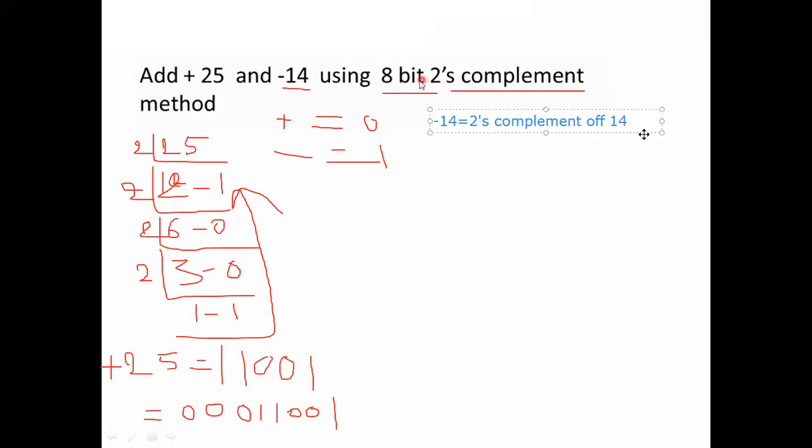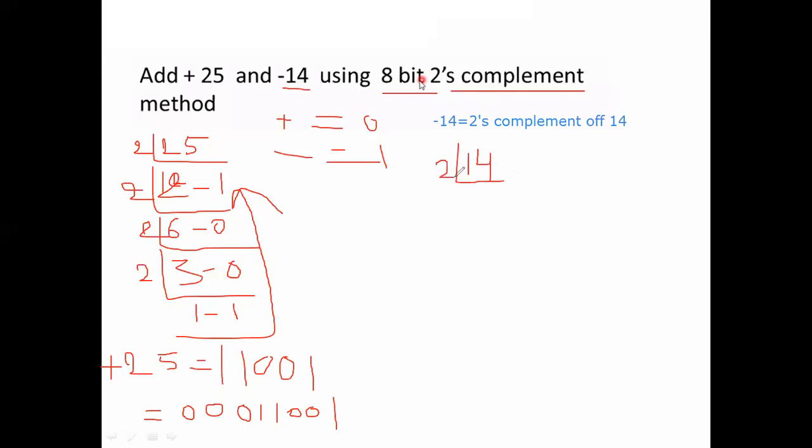Then how to take this 2's complement here? First, that 14 is converted into binary. Already in the table we remember the table from 0 to 15, the binary numbers table. That we should always remember, okay? Otherwise, if you do not remember, then do it like this.